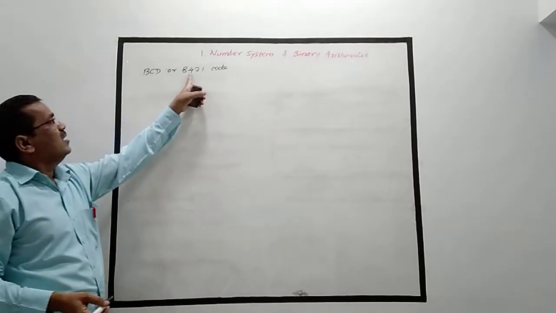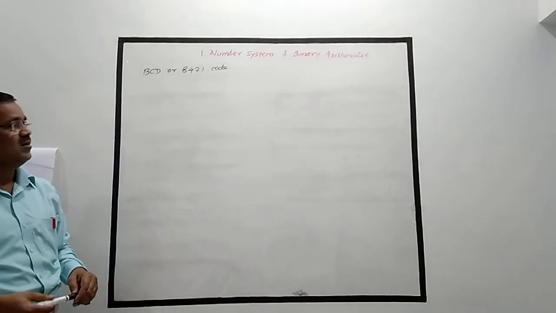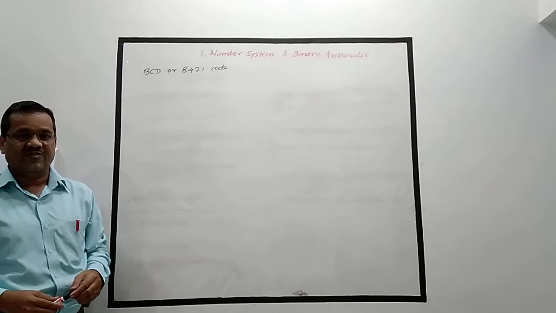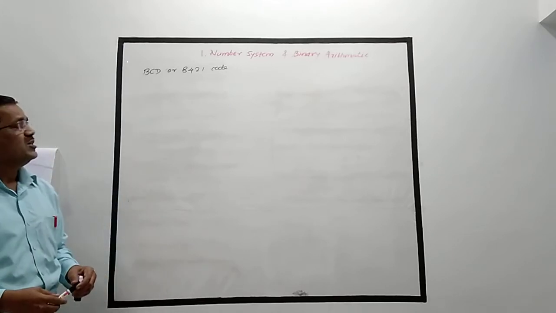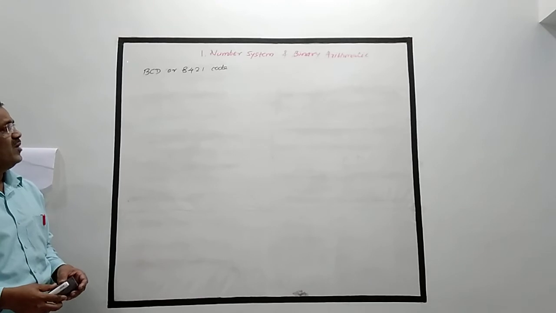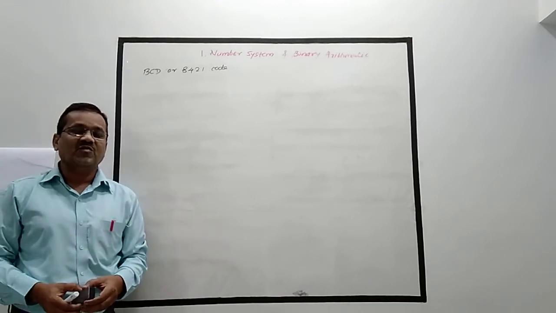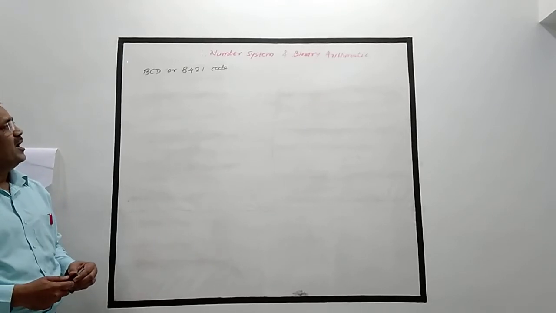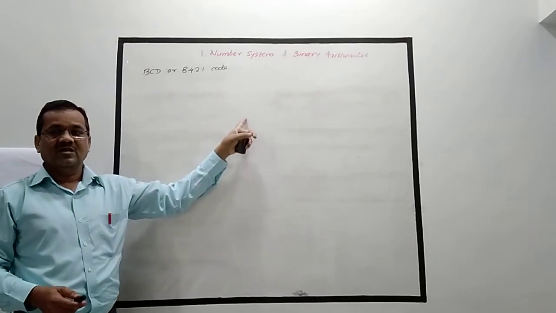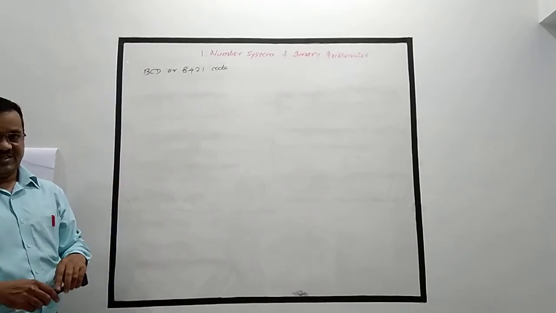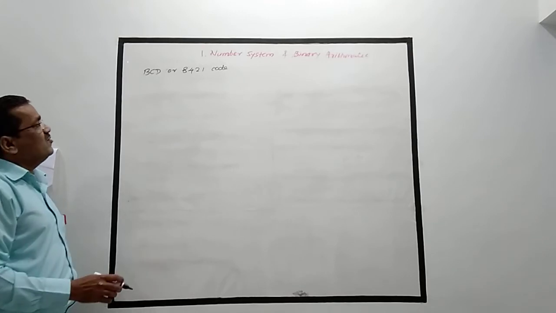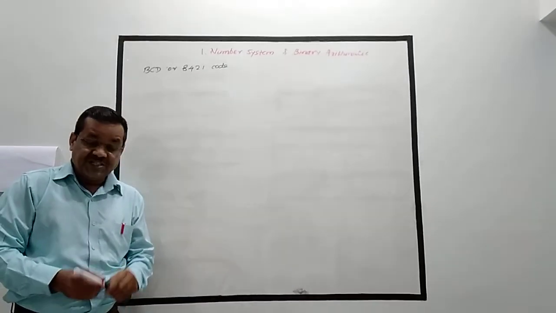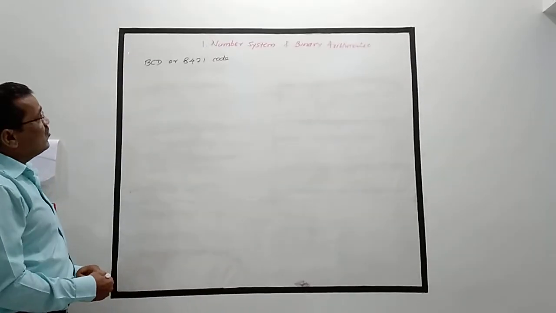8421 code is used because in the binary number system it is a long chain of zeros and ones, and we cannot remember such a chain of numbers. That's why, instead of long chains of 1s and 0s, we make a group of 4 bits. So it is very easy to understand. That is the BCD code.